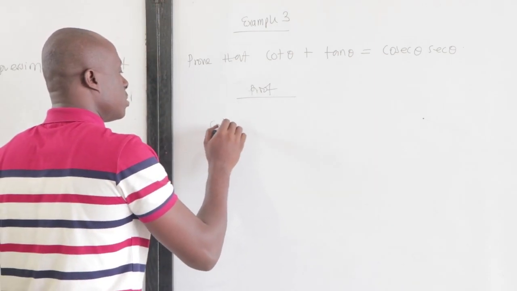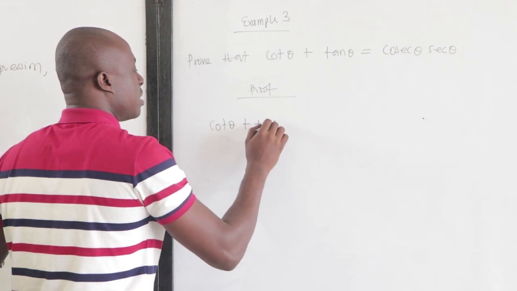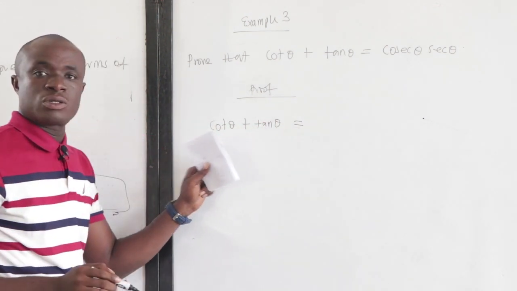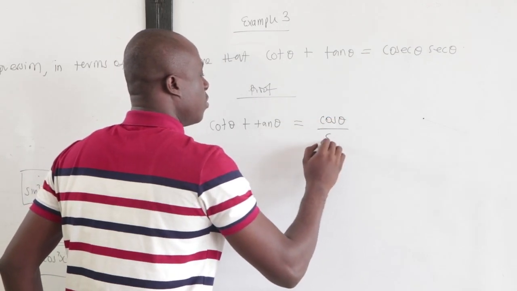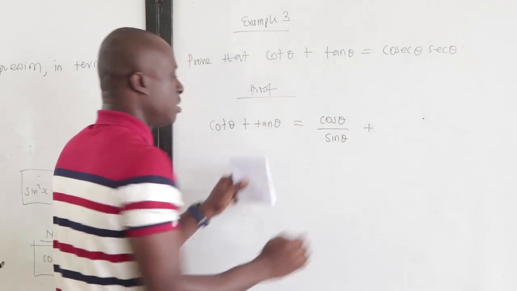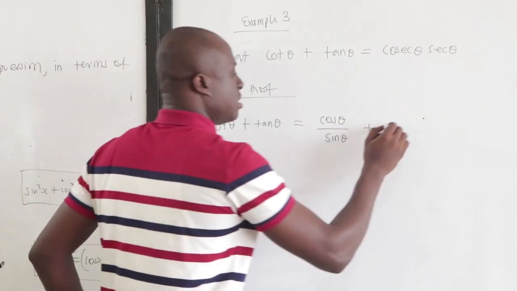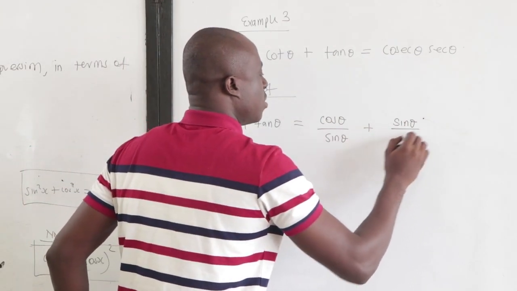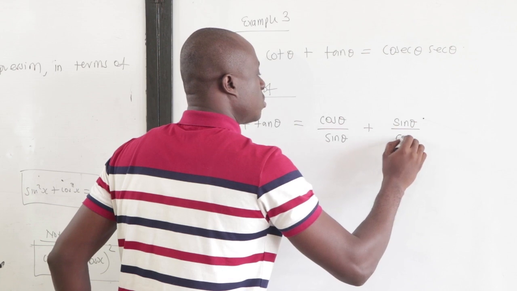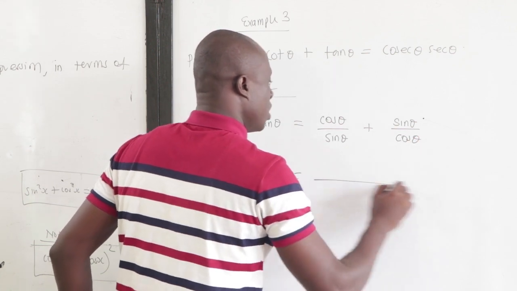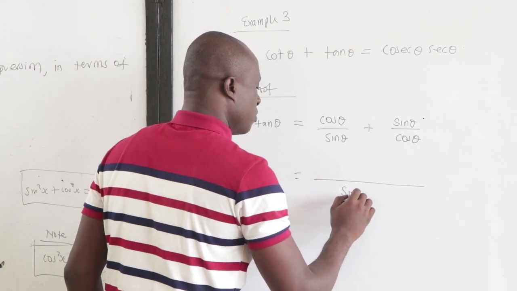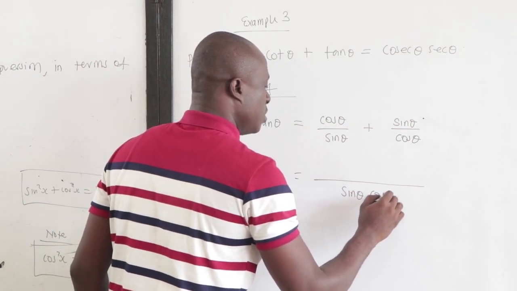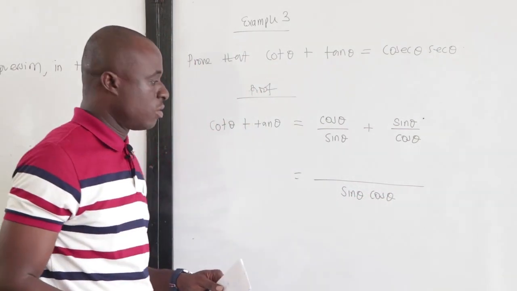So we have cot theta plus tan theta. Now what is cot theta? Cot theta is the same as cos theta all over sine theta. Now what is tan theta? Tan theta is the same as sine theta all over cos theta. From here we can find the LCM. What's the LCM? It's just the multiplication of the denominators. That is sine theta and then cos theta.